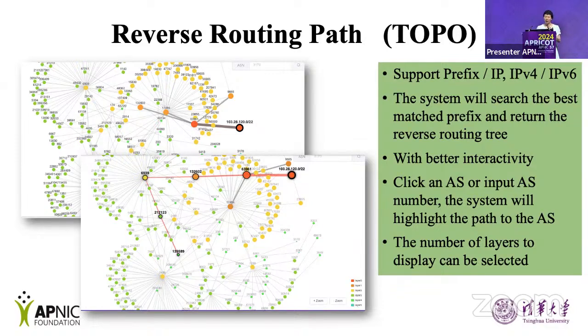So also you can check the routing path to your prefix or to any prefix. When you change some policy, you can check the routing path here. And you can click any node, and it's interactive.